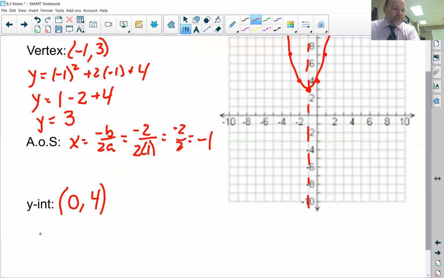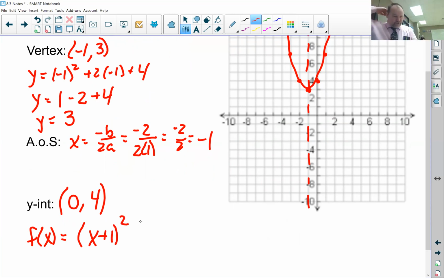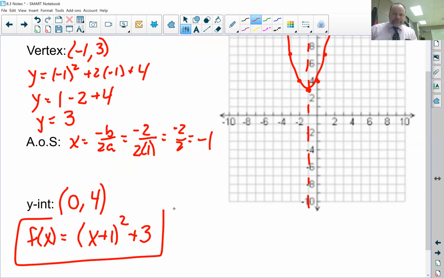Then vertex form. A was 1, so I don't need to write it. X minus my x coordinate, so minus -1 is the same as +1, plus my y coordinate. And there's vertex form. All right. Any questions on that so far?